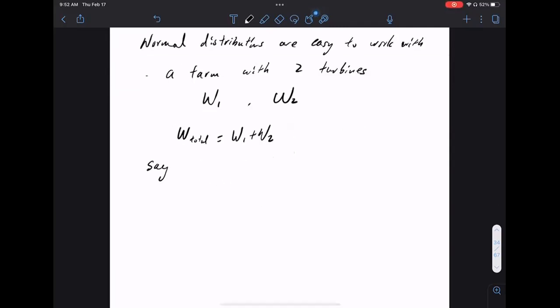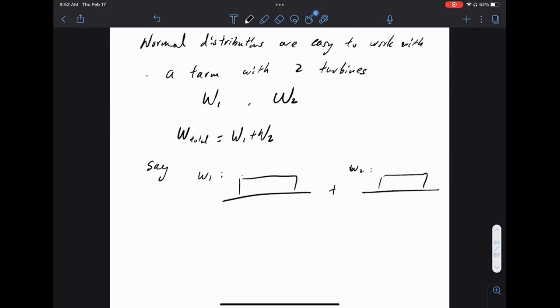And so say W1 is a uniform distribution, and W2 is some other uniform distribution. What happens when you add them? What distribution do I have? You have something that's uniformly at random over an interval, plus something else that's uniformly at random over that interval. What do I get? Do I get another uniform distribution? No, right? I don't get a uniform distribution.